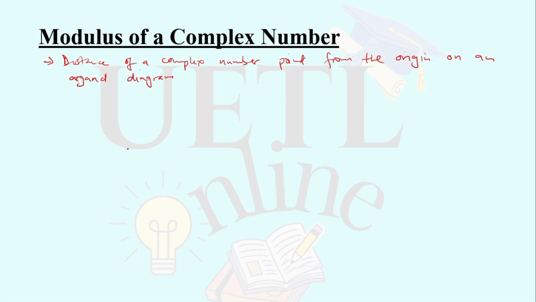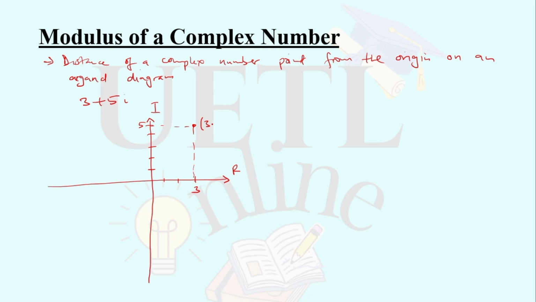Let's say we draw our Argand diagram, and let's say the number is 3 plus 5i. Let's draw it here. This is the imaginary part, and this is the real part. It's 3 here: 1, 2, 3. Then 5 is 1, 2, 3, 4, 5 here. Here's our point. This is 3 plus 5i.